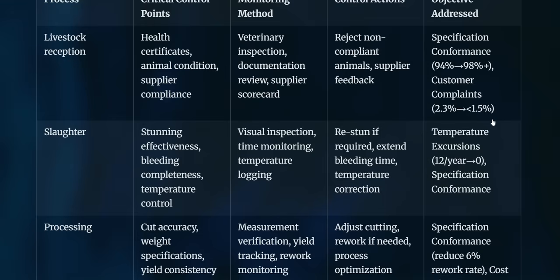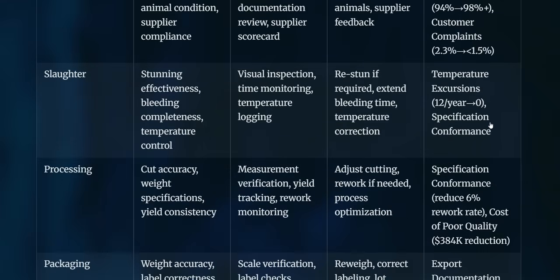The quality objectives we are addressing with this process of secondary processing operations include specifications conformance, and we need to reduce the 6% rework rate, and also reduction of cost of poor quality, which is at 384,000 USD currently.